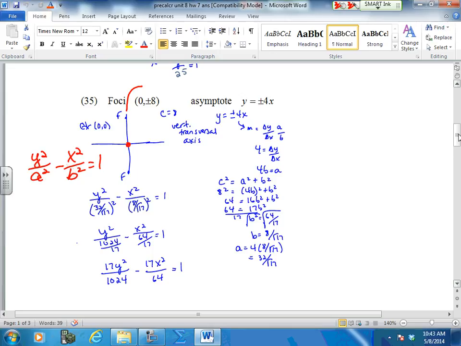Away from the vertices. So what letter is that? C. So therefore we know C is 8. This one was a little bit more difficult. If you didn't get this one, I'm really not concerned, because this one was very difficult.